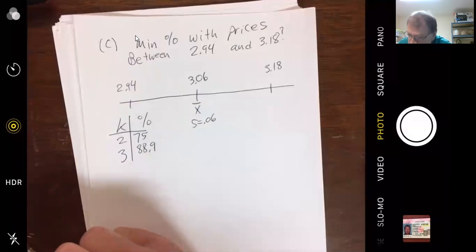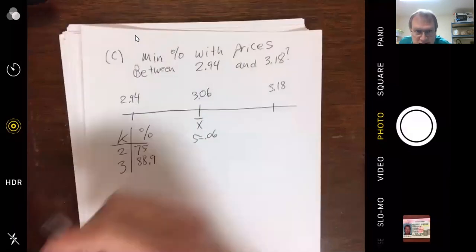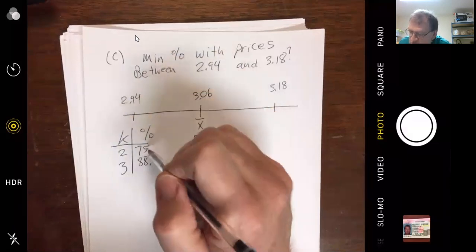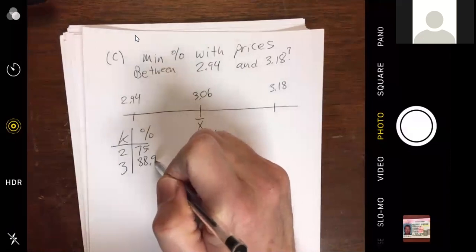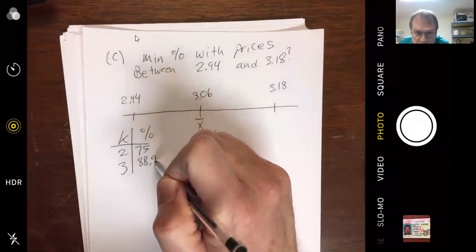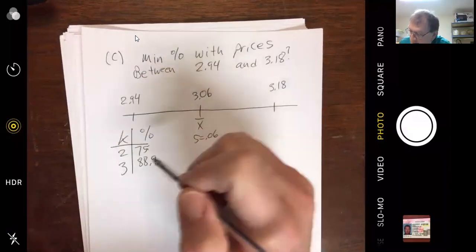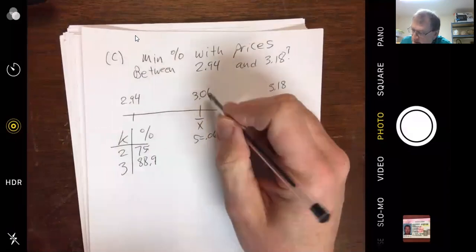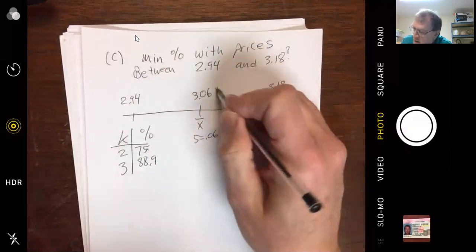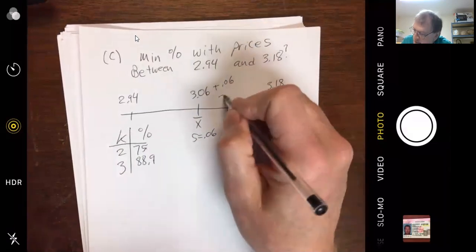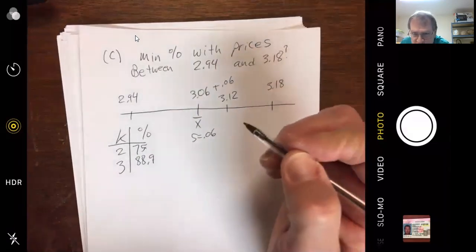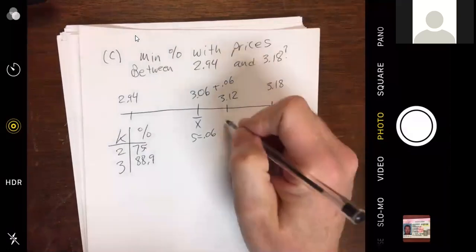Okay. Do you see the minimum percentage has got to be one of these two numbers? Yes. So you got to figure out which one it is. Again, I would start by adding your standard deviation to the mean. If I add it once, you could punch it out on a calculator. Can you see that's going to be 3.12? Yes. That would be one.